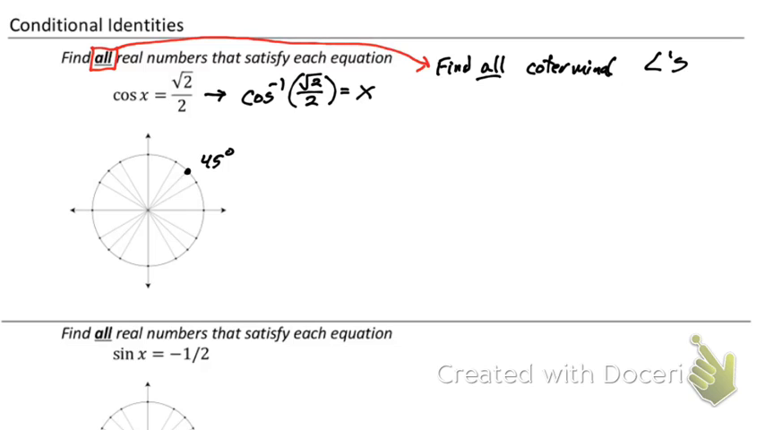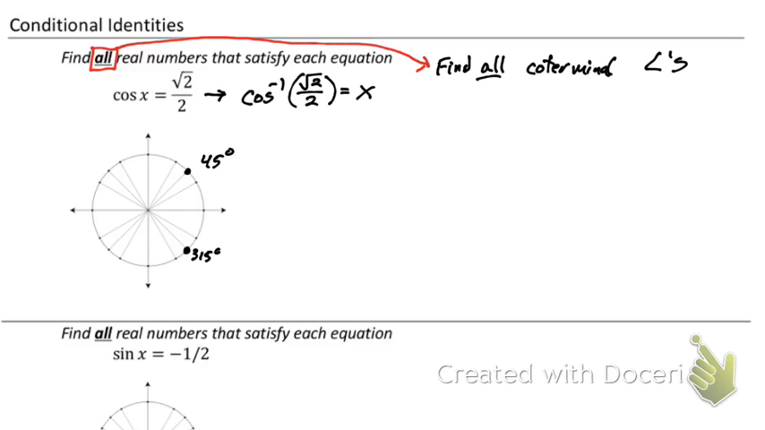Where is the other one? Because we know cosine's positive in two different places. Yeah, 315 degrees, right? Sure. It makes sense too, because this is a positive 45. That really is just a negative 45, right? 360 minus 45. Those are the two places where cosine equals square root of 2 over 2.